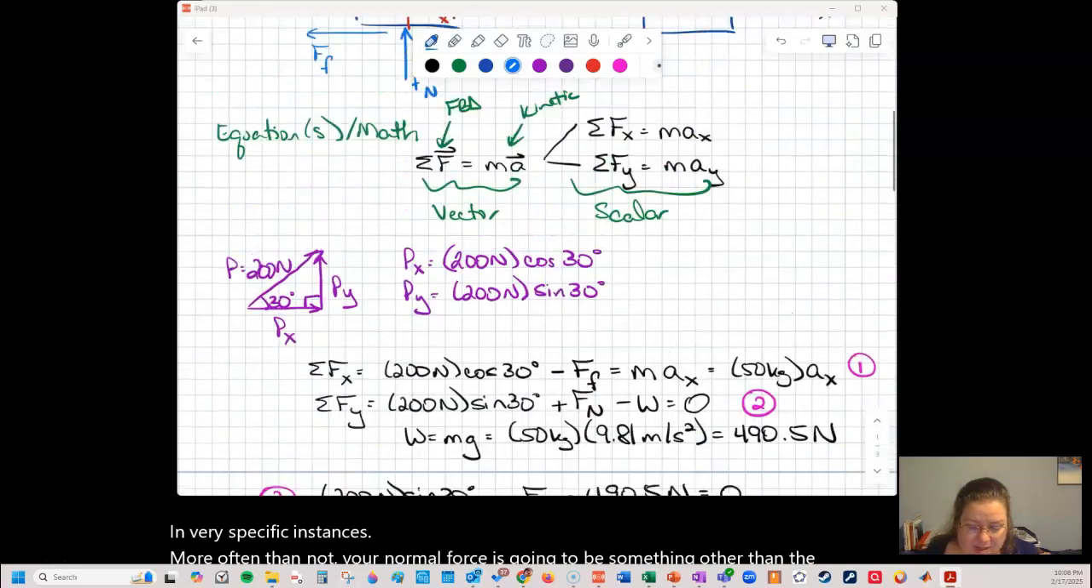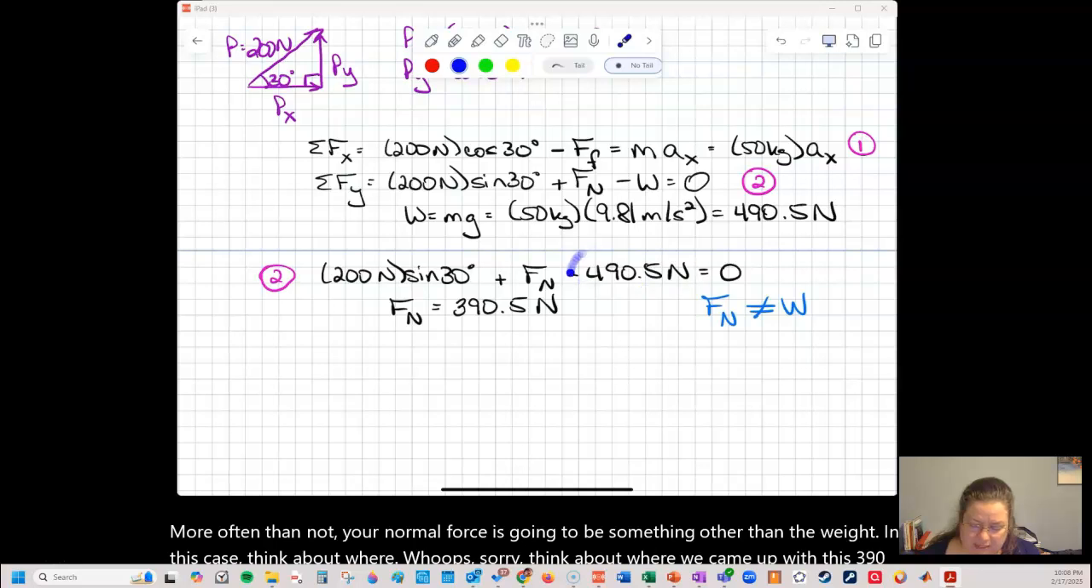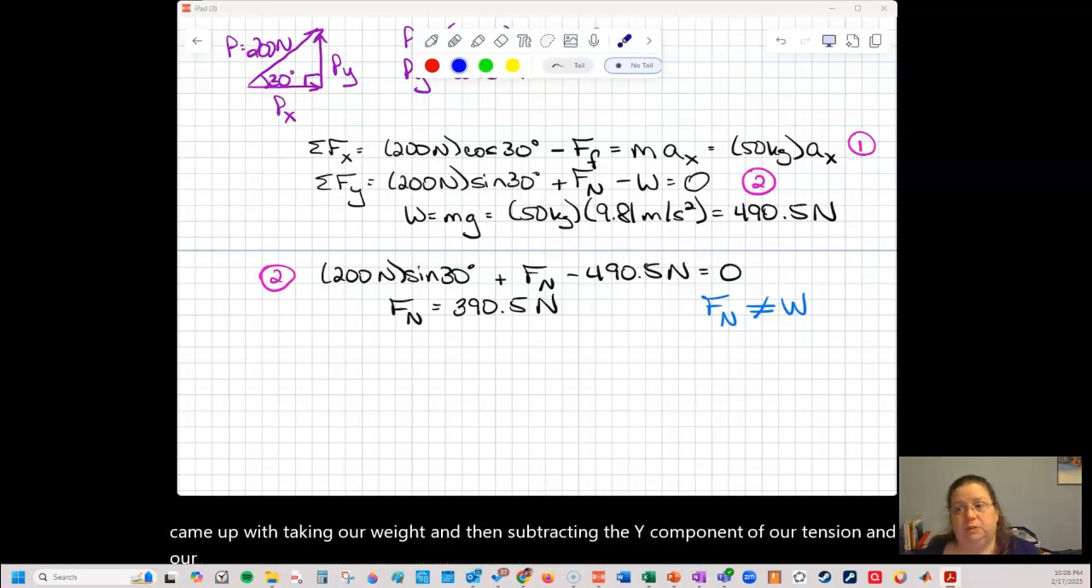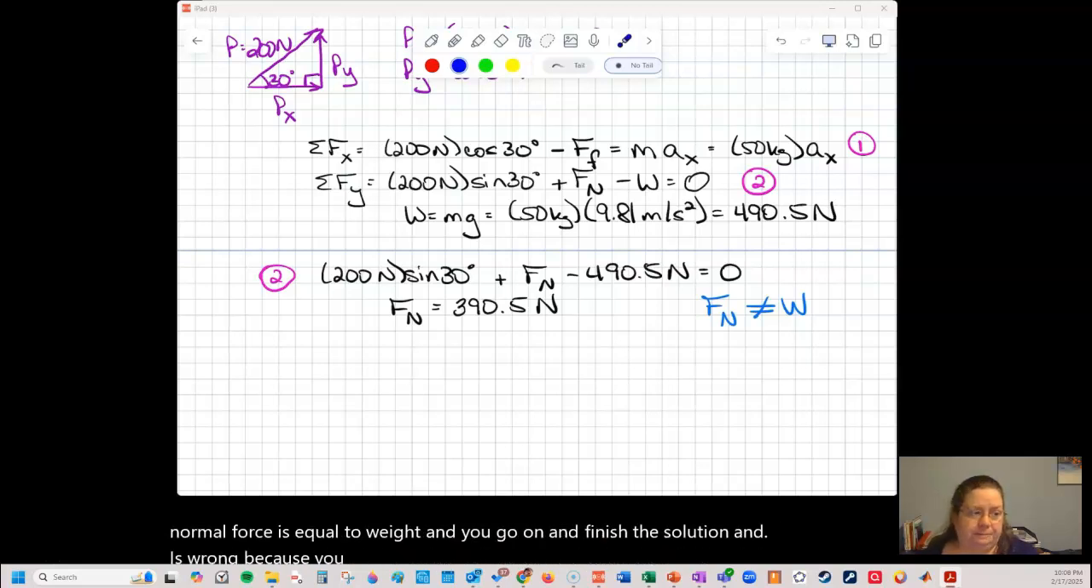In this case, think about where we came up with this. This 390.5 came from taking our weight and then subtracting the y component of our tension in our rope. So you've got to be really, really careful here. You get into a big rush, you assume normal force is equal to weight, and you go on and finish the solution, and the solution is wrong because you made a wrong assumption.